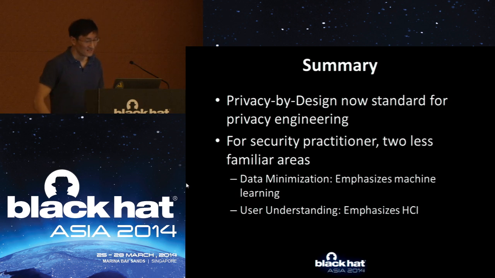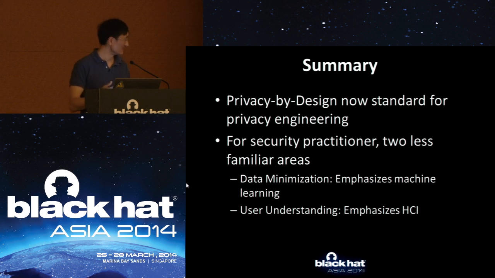So just to sum up, we've looked at a couple of aspects of privacy by design. It's now the de facto standard for privacy engineering. Most of it, because we're security people, is very comfortable, but there are some aspects that are maybe less comfortable. The two aspects that are maybe less comfortable are data minimization, which emphasizes machine learning, and this is going to get more and more important as big data grows and more data is going to be collected about you, right? So this is more important.